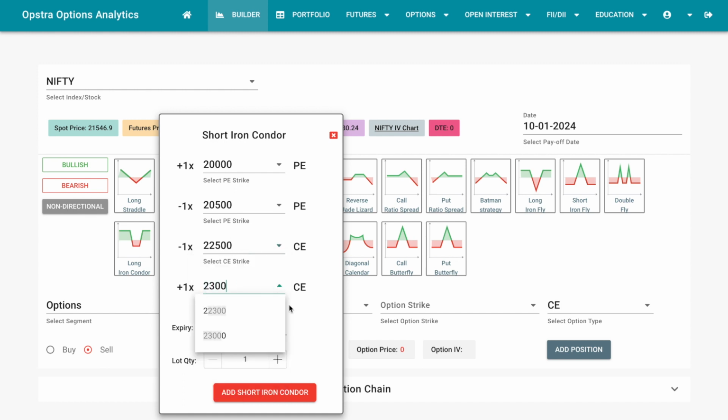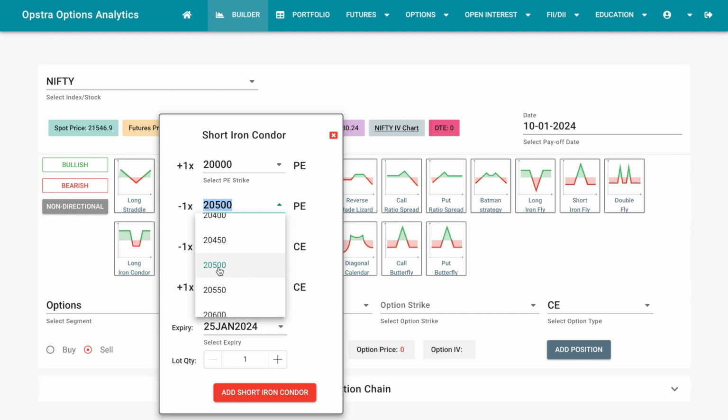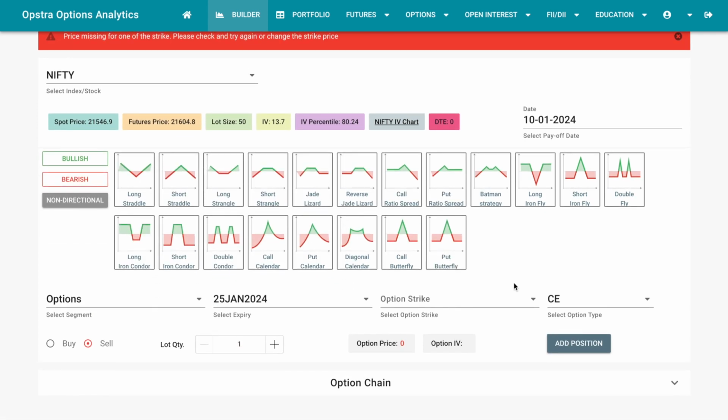23,000 CE we buy. Now here also 1,500 points away we have to sell, so that is just 20,000, right? 20,000, 21,000, 21,500, 1,000 points away. So this is only 1,000 points away. This is perfect. Now we can add this short iron condor.